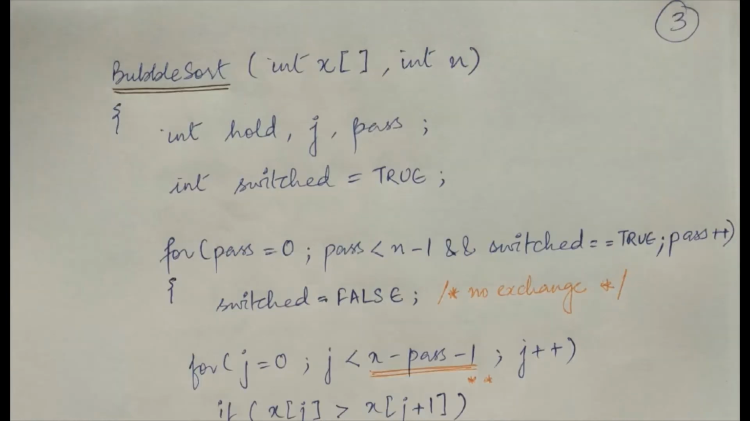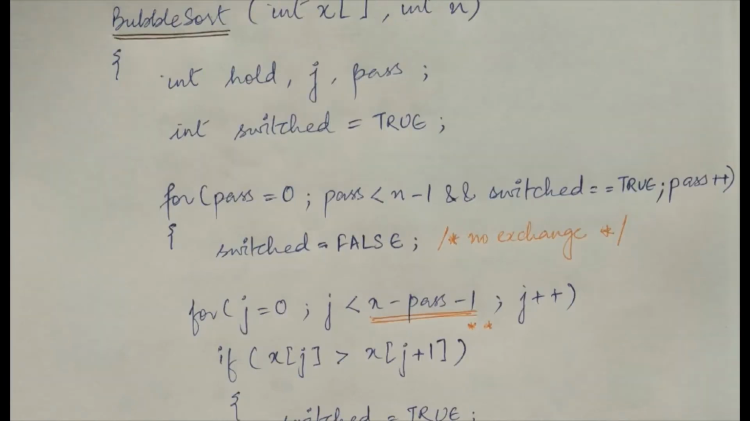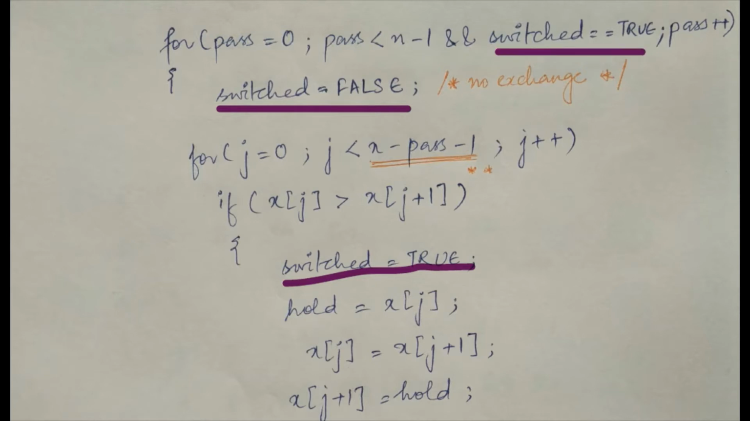So a simple bubble sort algorithm: we have some variables: hold, j, pass, and switched equal to true. If there is swapping that is taking place in any round, switched remains true. What we do is we change switched to false in this for loop, and if there is a swap here, we'll change switched to true, which will tell us that there was a swap in this round. So next time when I come and check if there was a swap, I will go for the second round.